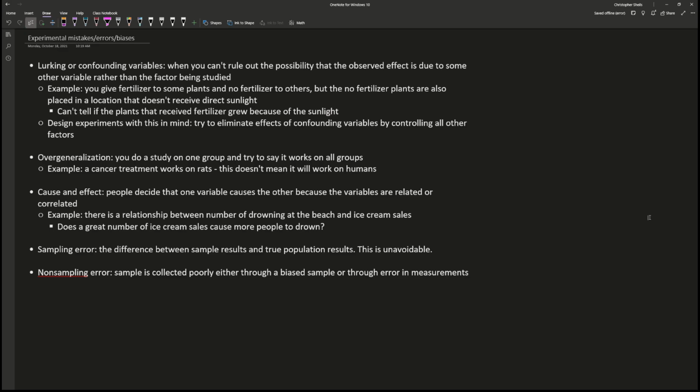We should try to design experiments with this in mind. We should try to eliminate the effects of confounding variables by controlling all other factors that we can when designing an experiment.